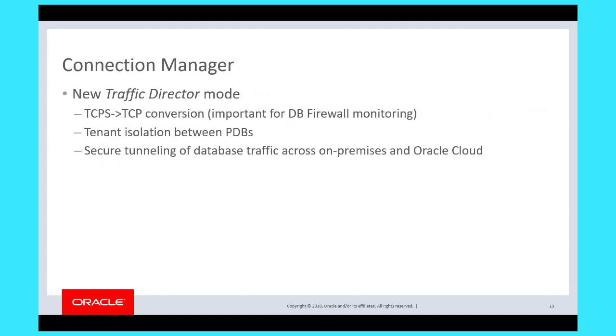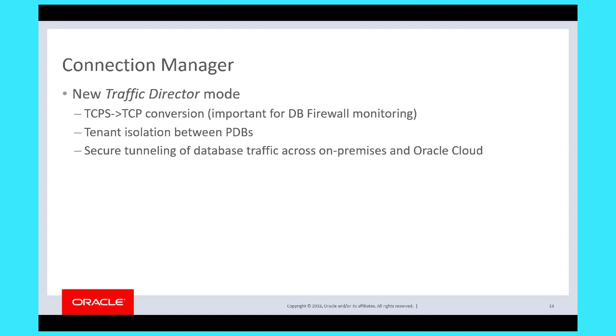We've also made some changes to Connection Manager in 18C, and we've added a new Traffic Director mode. And Traffic Director lets us do a couple of things. One of the really interesting things is tenant isolation between pluggable databases. So you've always been able to control traffic within Connection Manager, but now we have given you finer grained control so that it's not done at the listener level. It can actually be done at the pluggable database level. And that's going to be a valuable new feature for anyone who's rolling out a large multi-tenant operation.